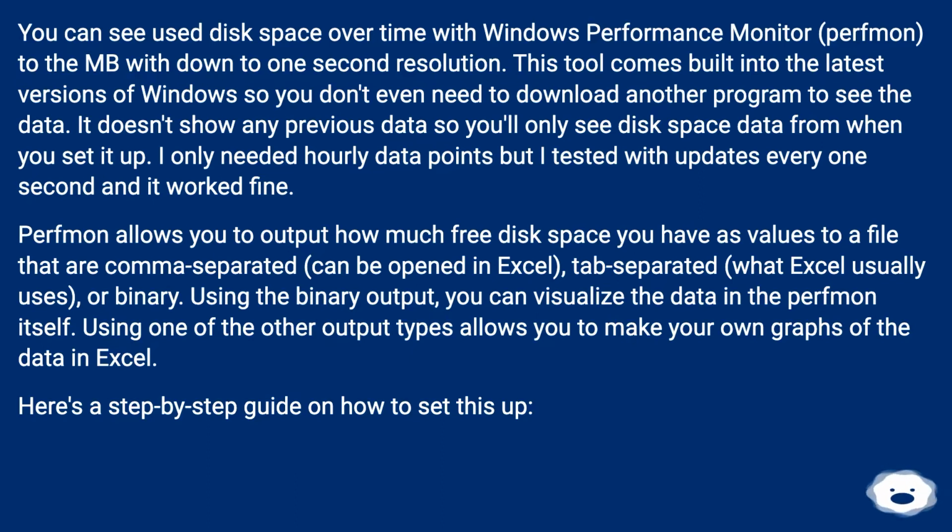PerfMon allows you to output how much free disk space you have as values to a file that are comma separated, which can be opened in Excel, tab separated, what Excel usually uses, or binary. Using the binary output, you can visualize the data in PerfMon itself. Using one of the other output types allows you to make your own graphs of the data in Excel. Here's a step-by-step guide on how to set this up.